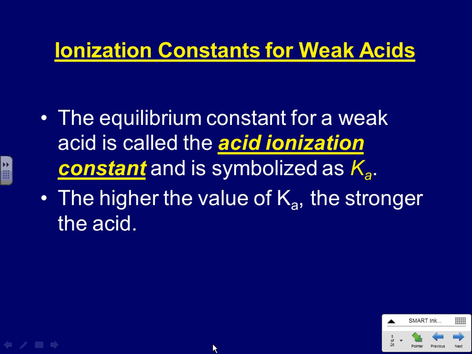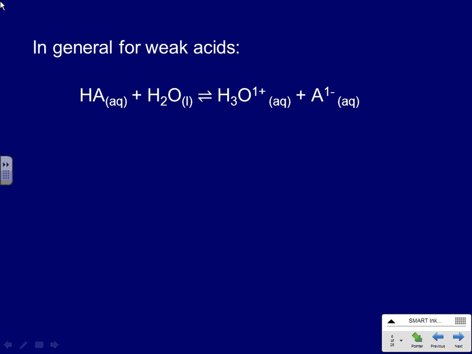But you'll notice if we pick ammonium, not ammonium, I want nitrous acid, 4.6 times 10 to the minus 4, hydrogen cyanide, 4.9 times 10 to the minus 10. So you can see there we have varying degrees of strength. And this is going to become very useful in order for us to determine exactly how much H3O plus is produced. Okay, so let's do the shortcut.